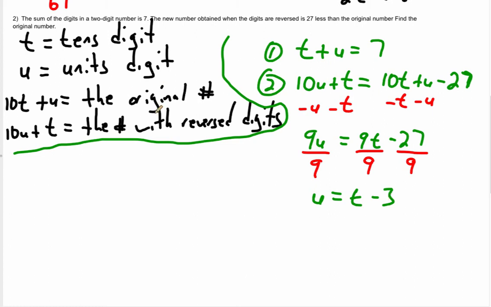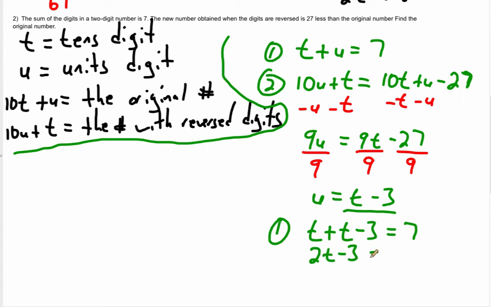Okay, so that was all equation 2. So then I'm going to go back to equation 1 and do a little substitution here. So I'm going to write t plus u, like from up here, except instead of writing u, I'm going to write this stuff here. So I'm going to put t minus 3, equals 7. That's all from equation 1. So that means we have 2t minus 3 equals 7. I'm going to add 3 to both sides, so I get 2t equals 10. Divide both sides by 2.